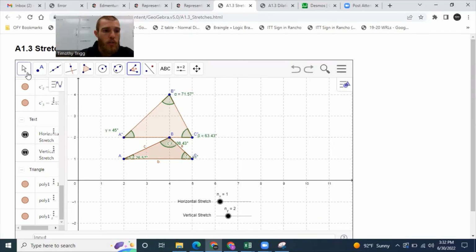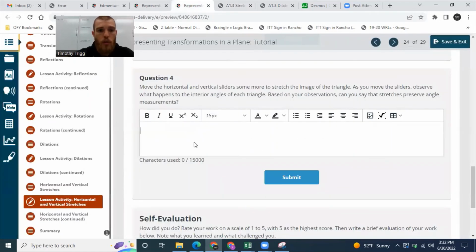So what I want you to notice is, let's go ahead and look at these angle measures. Did they stay the same here? Let's see, from A to A prime, did that stay the same? From C to C prime, from B to B prime, did those stay the same? Well, no, they didn't, right? So here we want to say that when you stretch strictly horizontally or vertically, the angle measure is not conserved, okay?